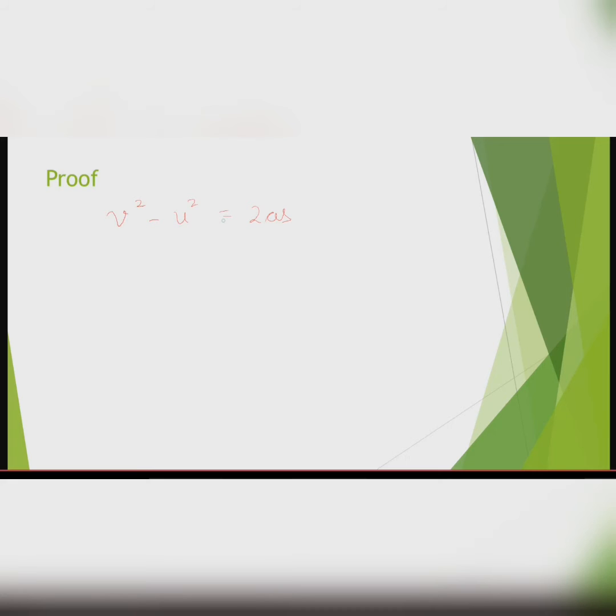So I get v square minus u square is equal to 2as as our starting point. Now what I do is multiply both the sides of the equation by m by 2.